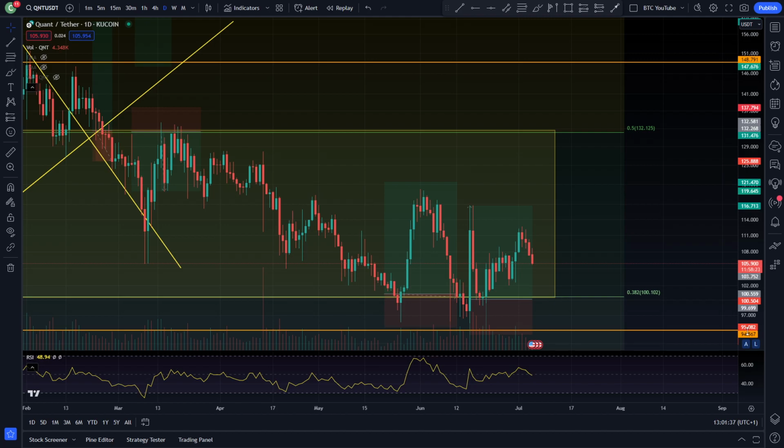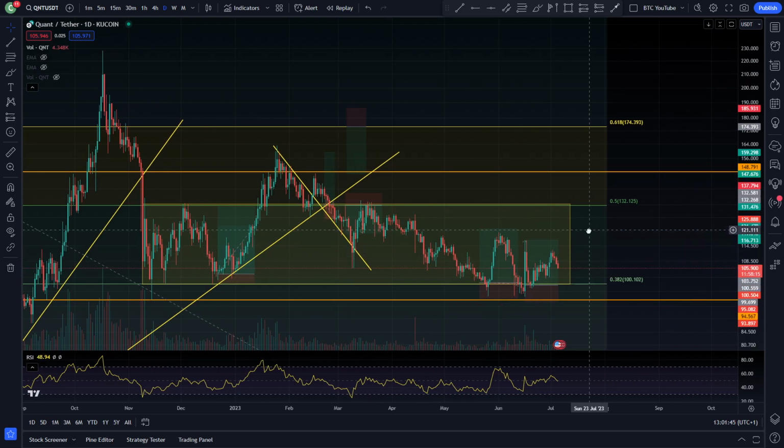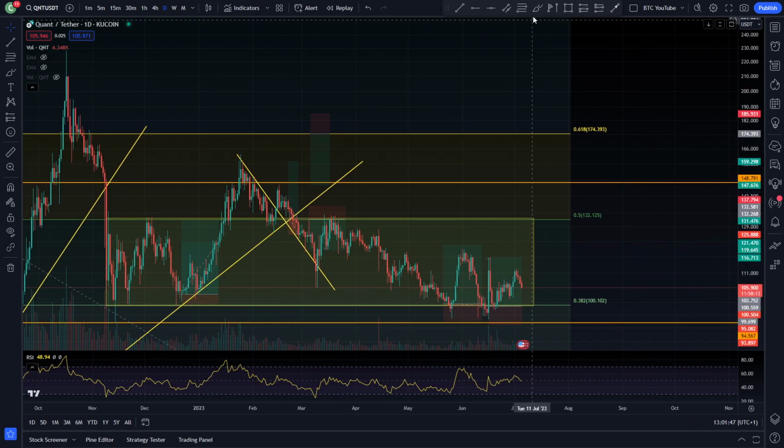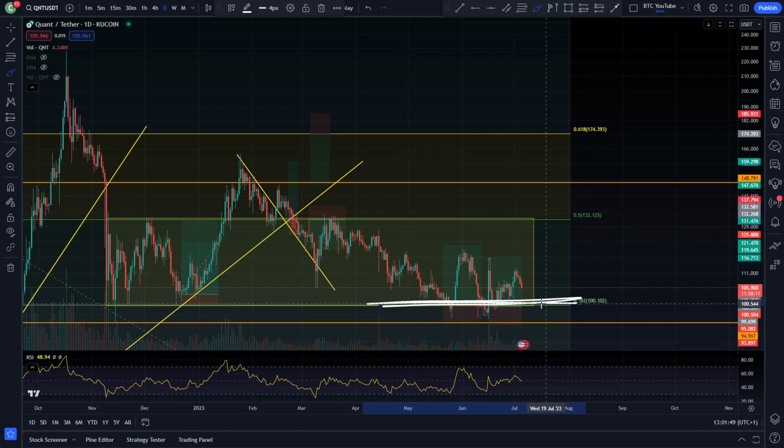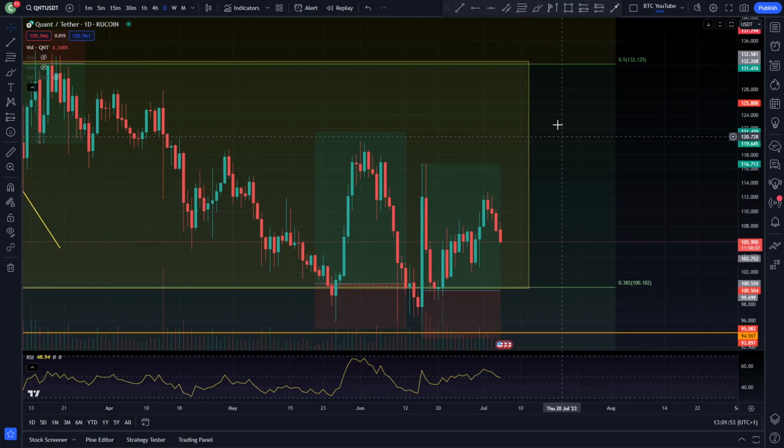And with all that being said, we are just taking a look at the charts here. You can see Quant is doing what Quant does, which is bouncing at the $100 level as it has been for so long here, in and around that 0.38 Fibonacci. You can see I've made so many successful trades just basically trading this bounce over and over and over.